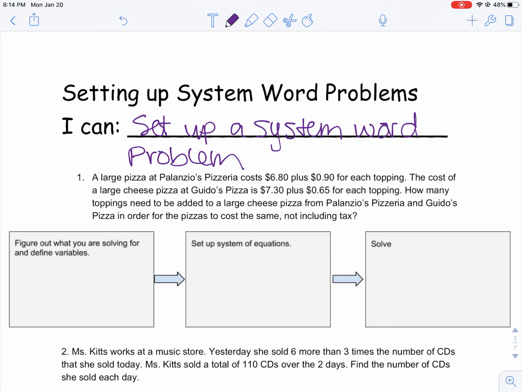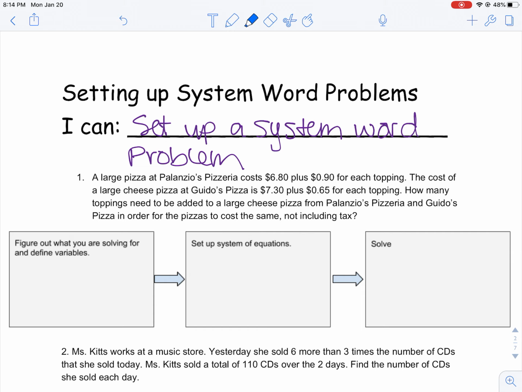So the first one that we're going to look at is a large pizza at Palazzo's Pizzeria costs $6.80 plus 90 cents for each topping. The cost of a large cheese pizza at Guido's Pizza is $7.30 plus 65 cents for each topping. How many toppings need to be added to a large cheese pizza from Palazzo's Pizzeria and Guido's Pizza in order for the pizzas to cost the same?